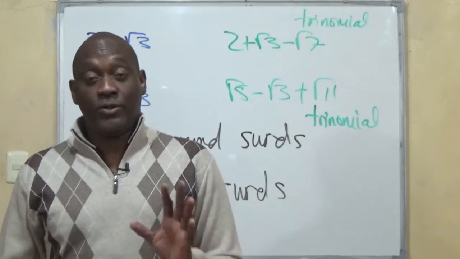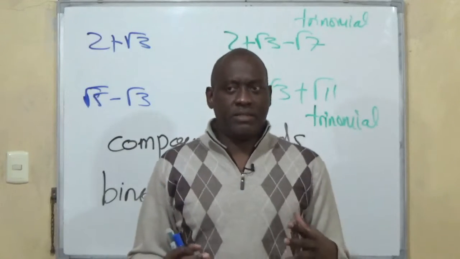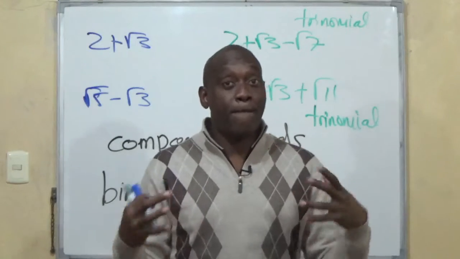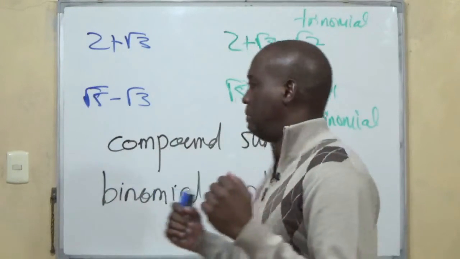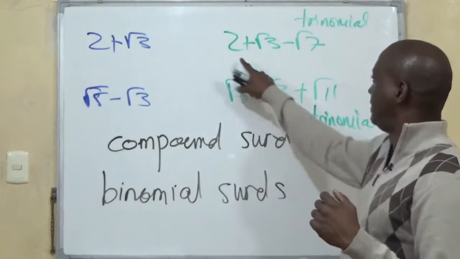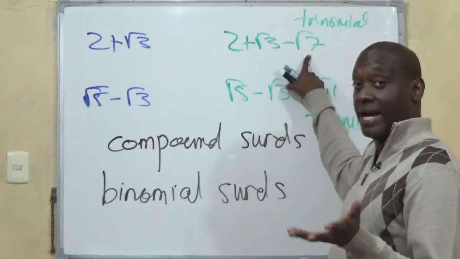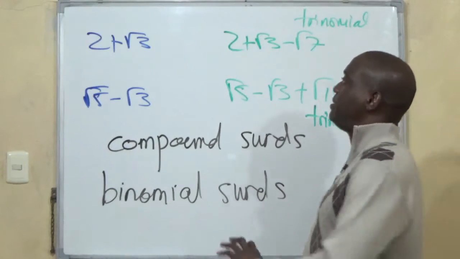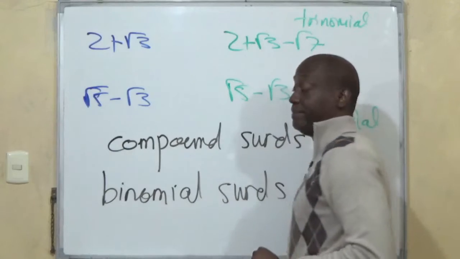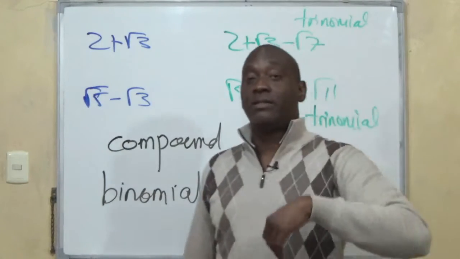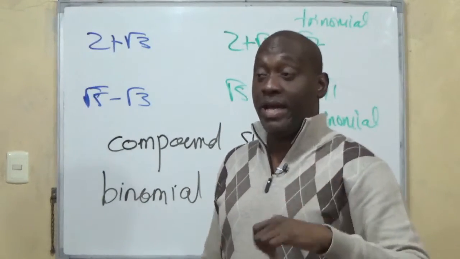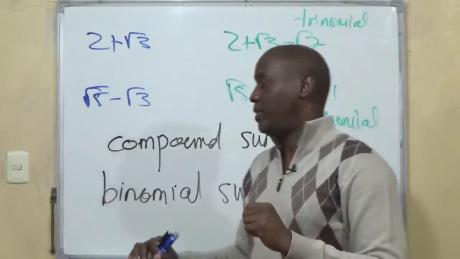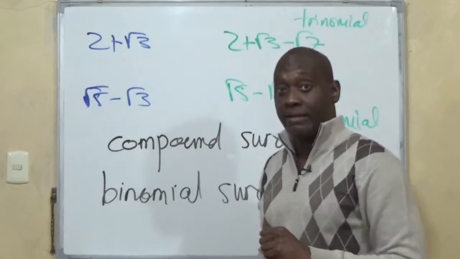So for the purposes of ADMATS, you will almost always be dealing with binomial surds. It's highly unlikely that you will have to deal with this in an ADMATS environment. Maybe in Form 6, not for ADMATS. So for ADMATS purposes, we are generally dealing with these guys here. Binomial surds, compound surds. And when we talk about the conjugate, we are basically referring to these guys here.